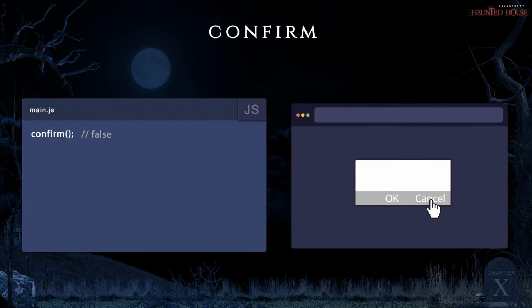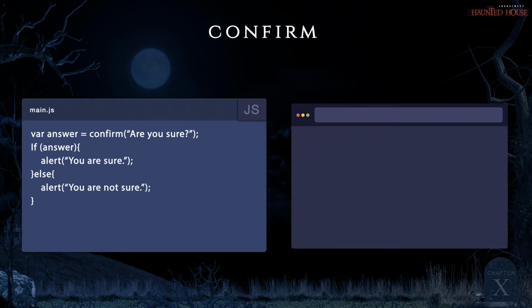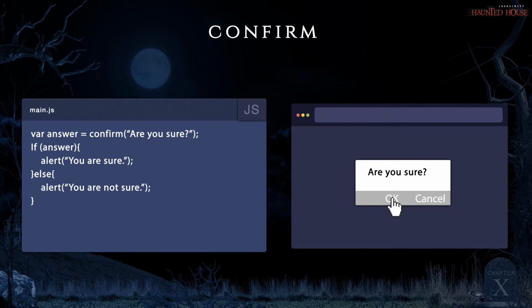Let's create a simple code to test it. A variable called answer, which receives the response from the user. If answer is true, an alert will appear with the message "you are sure." If not, an alert will appear with the message "you're not sure." Sounds silly, but it's very important, trust me.